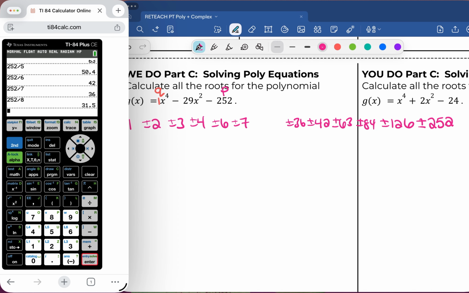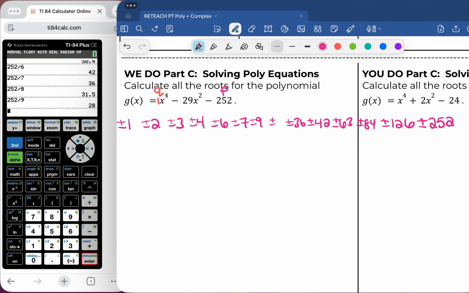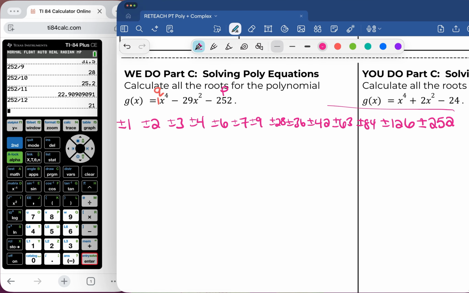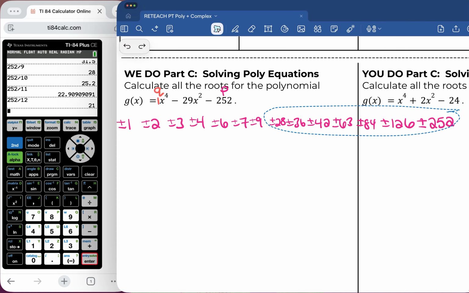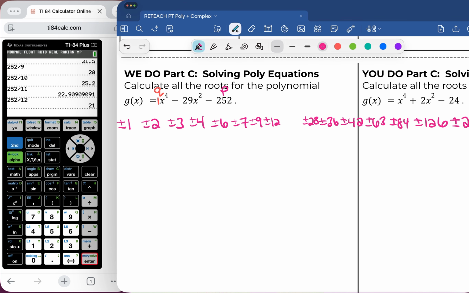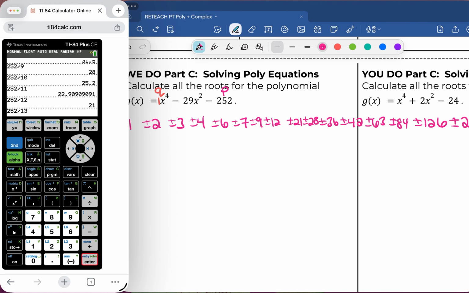Let's try 8, 9 and 28. Might have to make even more room. I know 10 will not work. It doesn't end in a 0. 12 and 21 does work. And we keep going until the numbers start to repeat because we don't have to repeat numbers on our list.